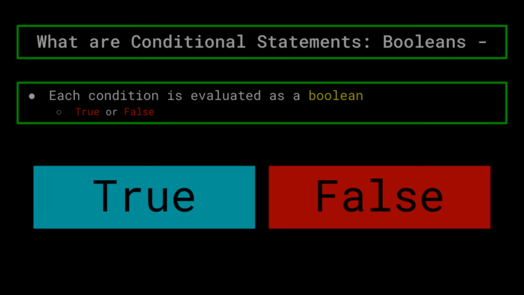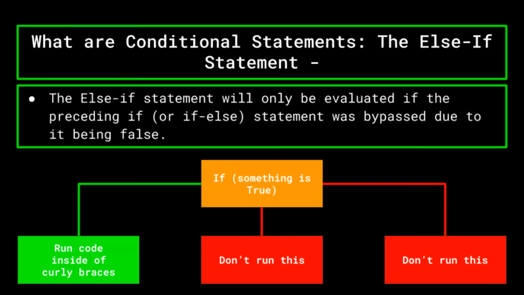The if statement comes with two more additional statements that can go with it, else if and else. Else if is a conditional statement used directly after an if statement, and carries out mainly the same function as an if statement. However, the else if statement will only be evaluated if the preceding if or the preceding else if statement is bypassed due to its condition being false.